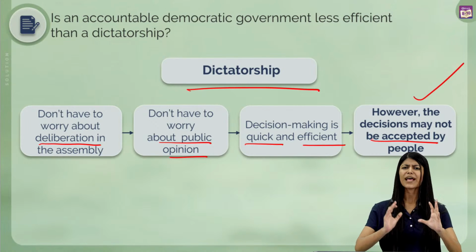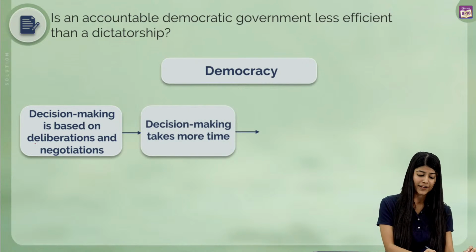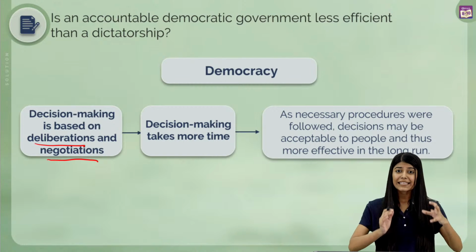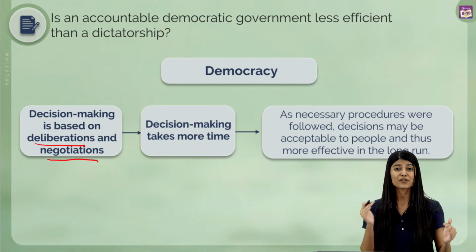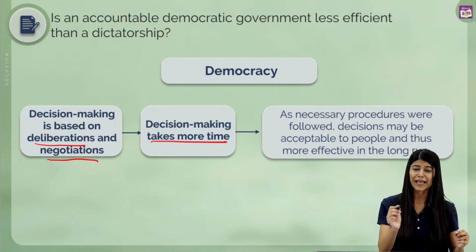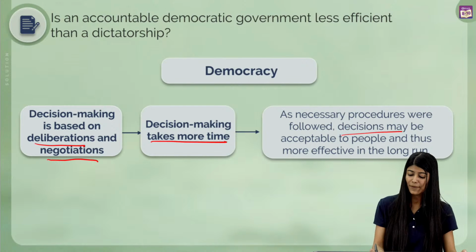Now let's talk about what happens in democracy. Here, the decision making, whatever happens, is based on deliberations and negotiations. They are taken considering what the citizens, what the people of that country want. And that is the reason why it takes more time, okay? And due to which decisions may be acceptable.